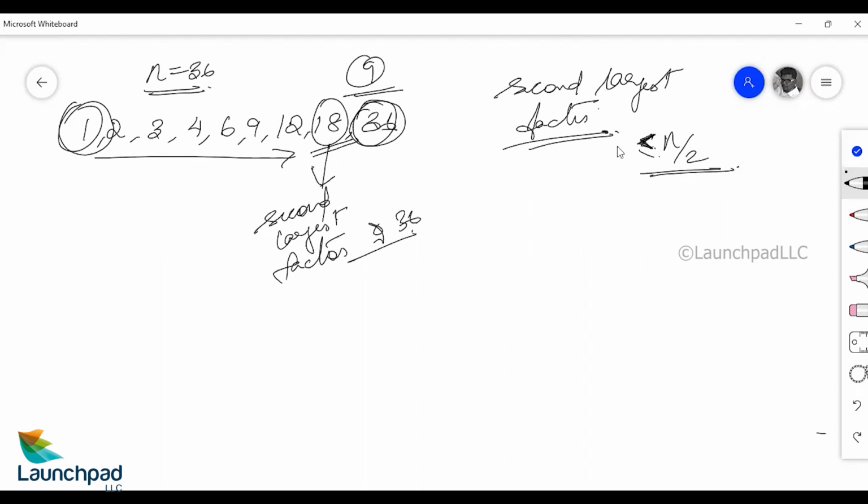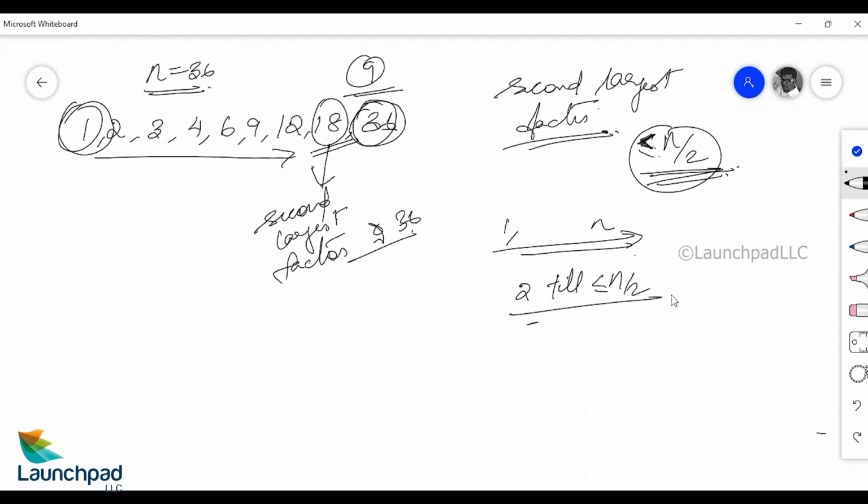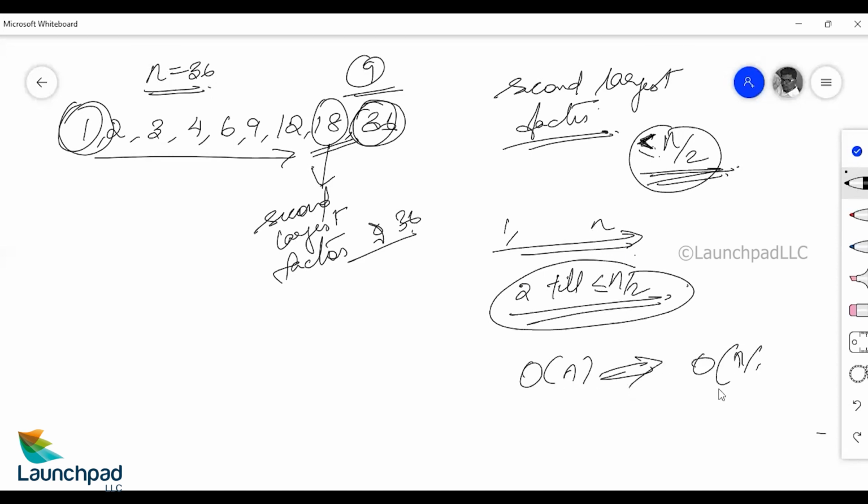So taking this into consideration, we all know that 1 and n will always be factors of the given number. I can reduce my iterations to run from 2 till less than or equal to n by 2. By this way, I'm reducing the complexity of O(n) to O(n by 2). So I'm reducing my work by half. First, let's implement this idea in code.